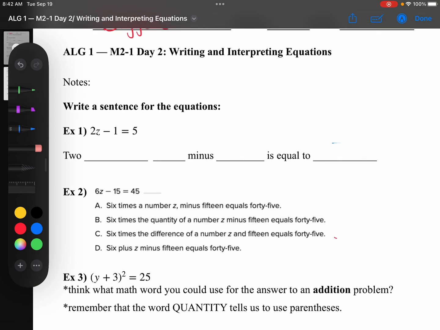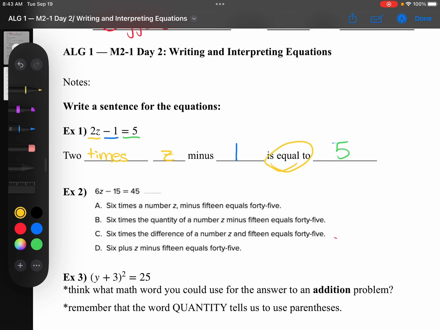So we're going to jump right in by writing in a sentence for the following equations. Example 1 is read 2 times z minus 1 equals 5. So we're going to write that out. So I have 2 times z, and then minus 1 is equal to 5. You literally write it out exactly how it sounds. Okay, so don't make it harder than it needs to be.